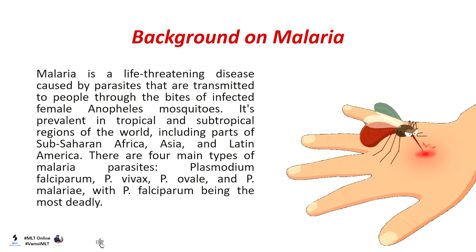So a quick background on malaria. Malaria is a life-threatening disease caused by parasites that are transmitted to people through the bites of infected female Anopheles mosquitoes. It is prevalent in tropical and subtropical regions of the world, including parts of sub-Saharan Africa, Asia, and Latin America. There are four main types of malaria parasites: Plasmodium falciparum, P. vivax, P. ovale, and P. malariae, with P. falciparum being the deadliest parasite.